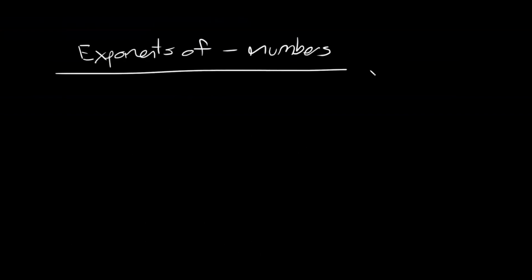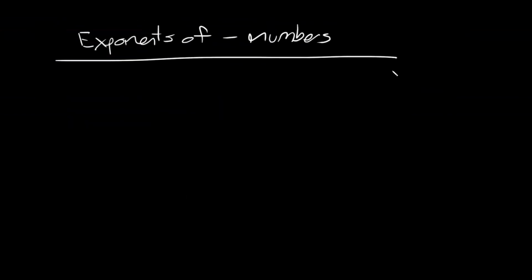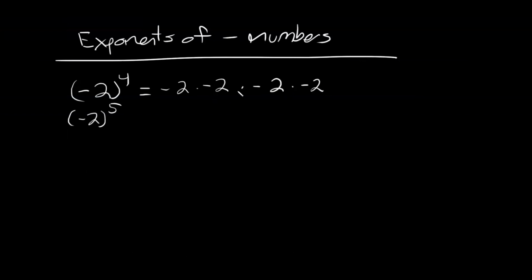Let's do one more thing before we talk about division with negative numbers. Now we are going to talk about exponents of negative numbers. So let's take negative 2 to the 4th power, and then we'll take negative 2 to the 5th power. So this is going to be the same thing as negative 2 times negative 2 times negative 2 times negative 2.